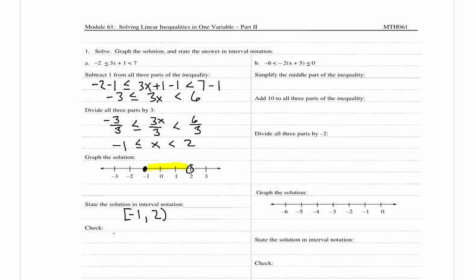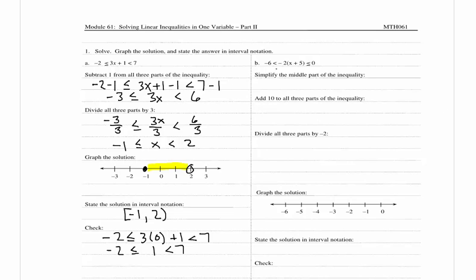And now if we want to check, we're going to pick a value that was in our solution and plug it back into the original inequality. So I'm going to choose 0. So we have -2 is less than or equal to 3 times 0 plus 1 is less than 7. And now we have -2 is less than or equal to 3 times 0 is 0 plus 1 is 1 and is less than 7. And 1 is in between -2 and 7, so our solution set is correct.